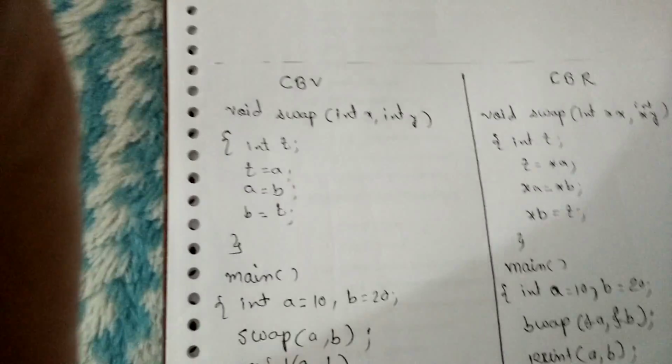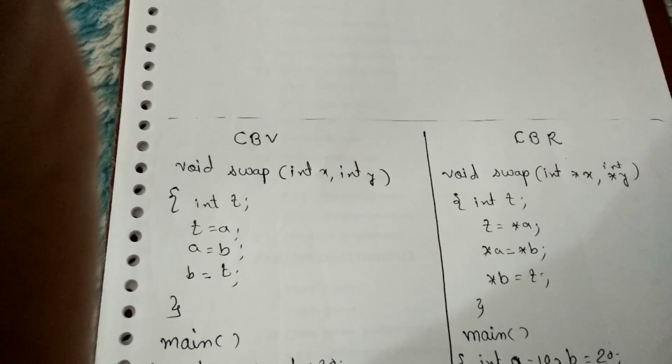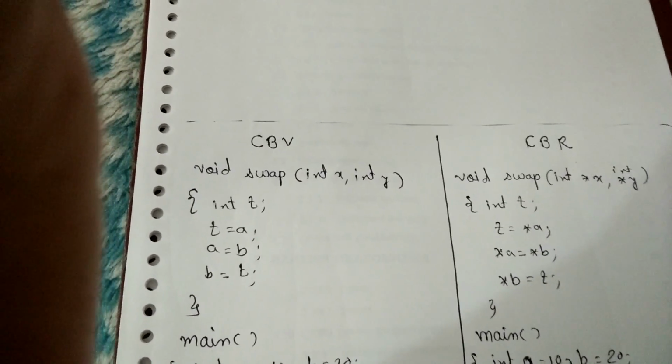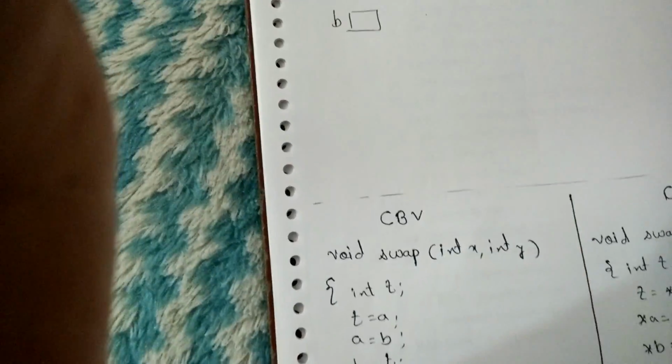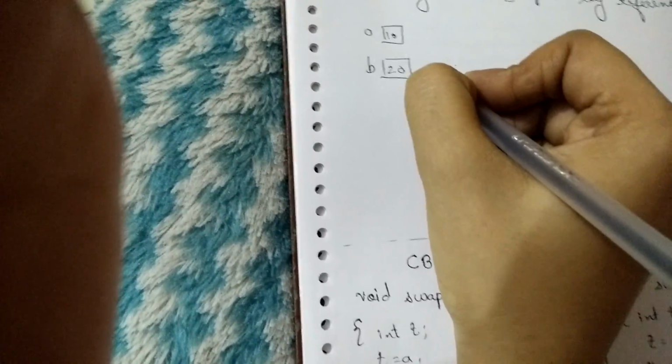Now all of you are familiar with the swap program. We want to swap the values of A and B. If the value of A is 10 before the start of the program and the value of B is 20, then we want that at the end A should be 20 and B should be 10.